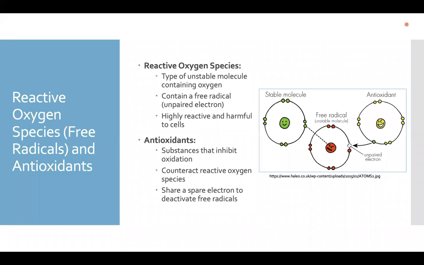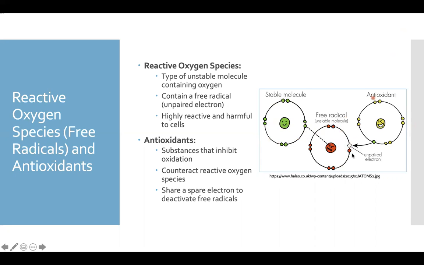Reactive oxygen species are a type of unstable molecule containing oxygen. These molecules contain a free radical, meaning they have an unpaired electron, and this makes them highly reactive and harmful to cells. As you can see on the diagram to the right, the free radical is missing one electron and will try to steal from stable molecules to complete its octet. This can be very harmful because stable molecules will become unstable and our bodies like stability.